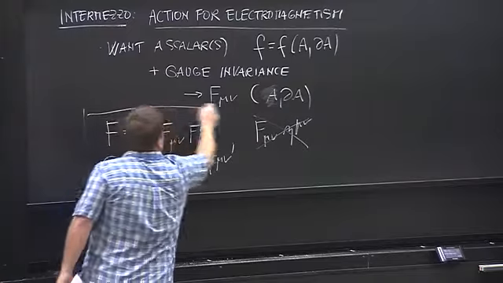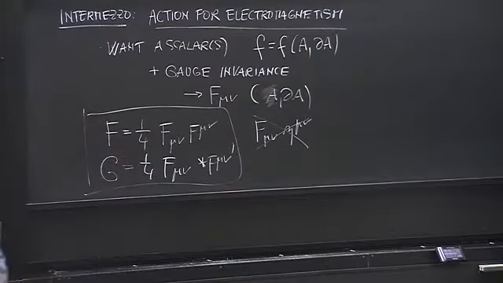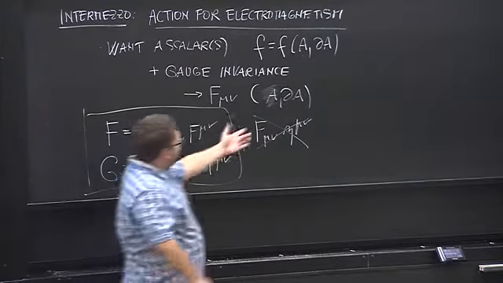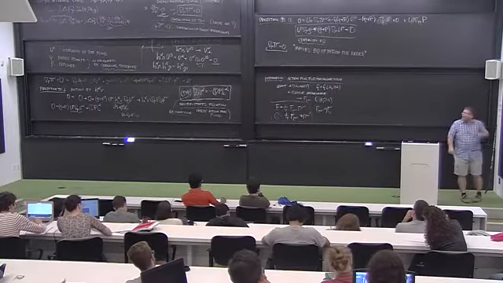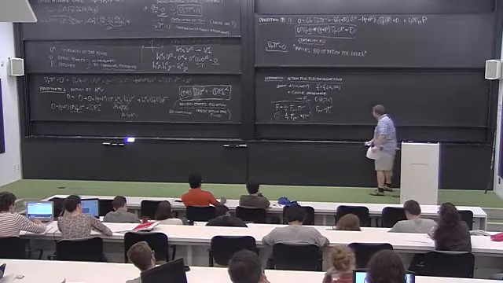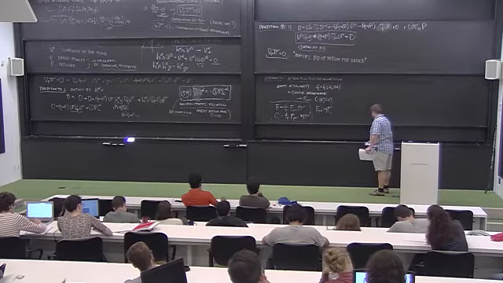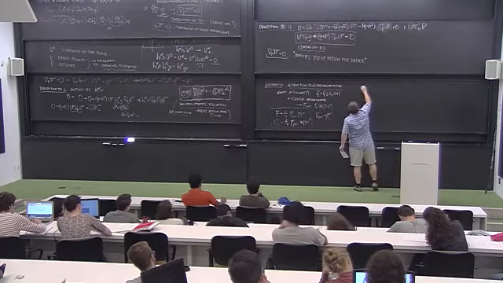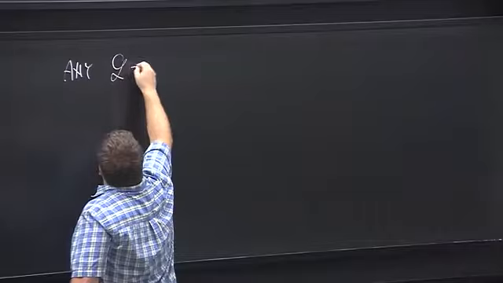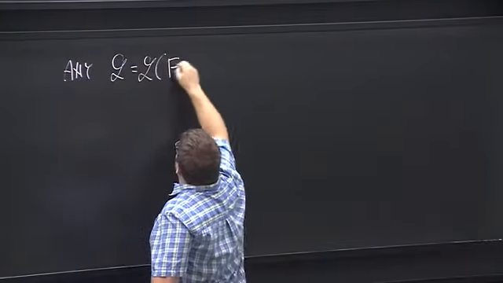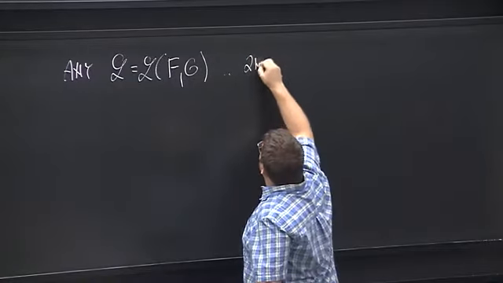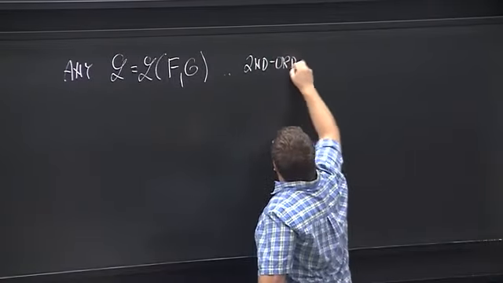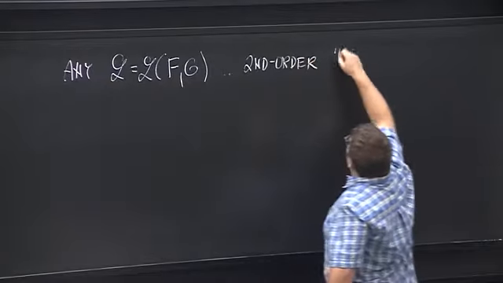Okay. So now all these things depend only on the first derivatives of my vector potential. So in principle, I can design any L, which is a function of my F and of my G, and that actually will give me second order Maxwell equations.